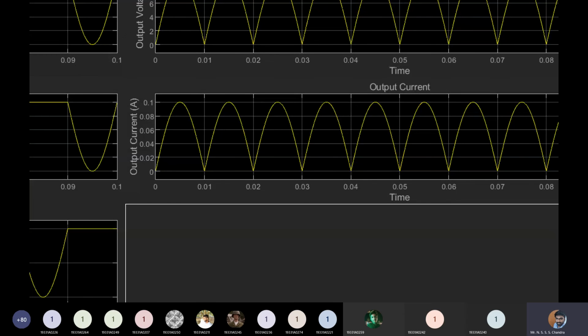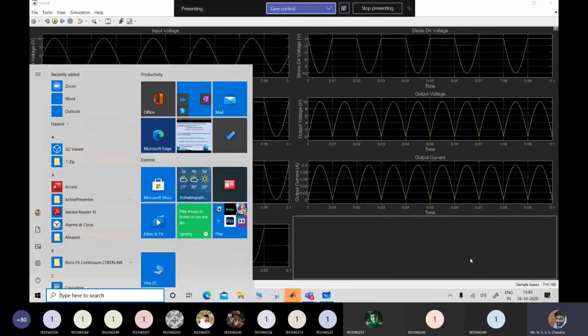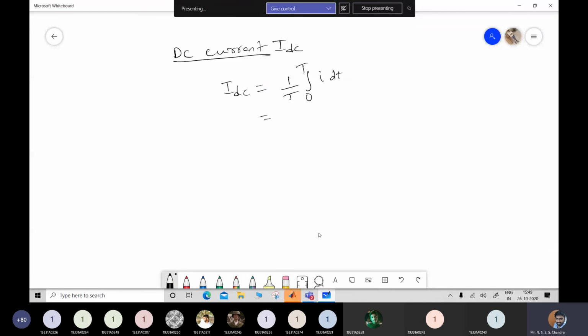So I'll be writing over here: 1 by pi integral 0 to pi, Im sine theta d theta, where theta is equal to omega t. I'll take Im by pi outside, and then the integral of sine theta. What is the integral of sine theta? Minus cos theta, right? From 0 to pi.